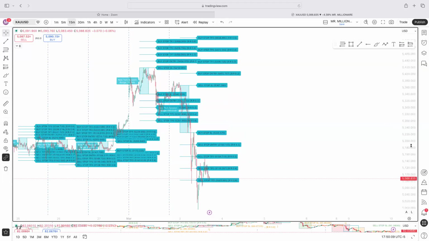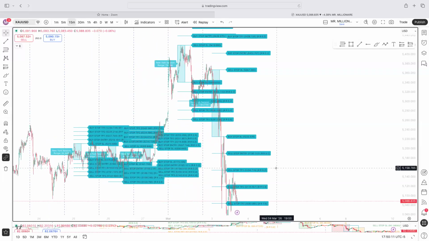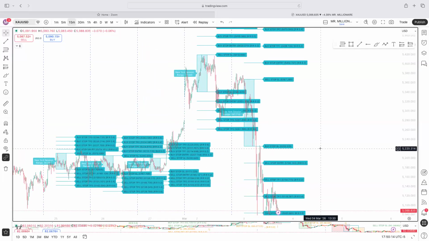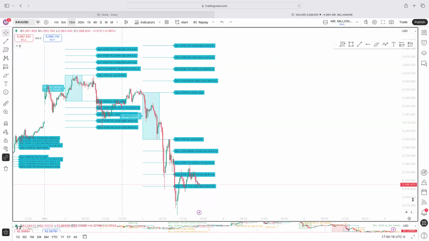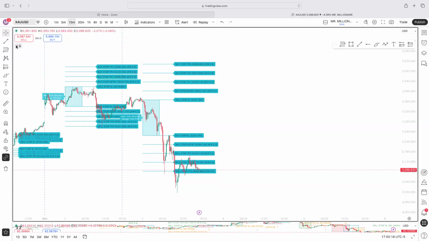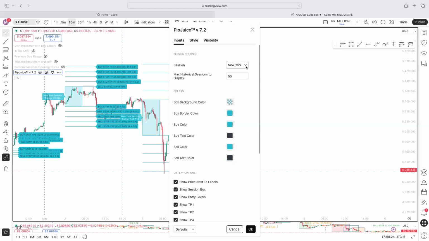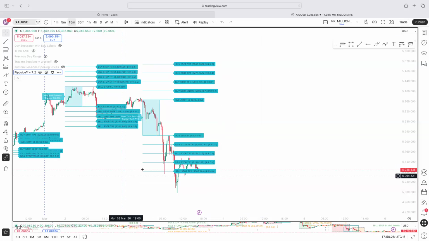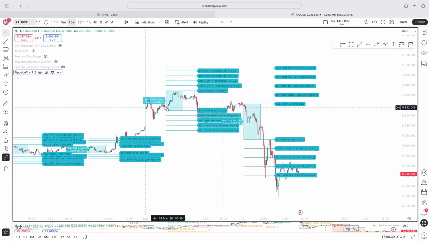So keeping it simple, guys, all you have to do when it comes to PipJuice is literally go down to your 5 or 15 minute, okay? And depending on what session you're in, remember I was talking to you guys earlier about that. If I click this here and I'm in the New York session, the New York session PipJuice is going to pop up where this line is right here. It's going to pop up at 5 a.m. in the morning, okay?